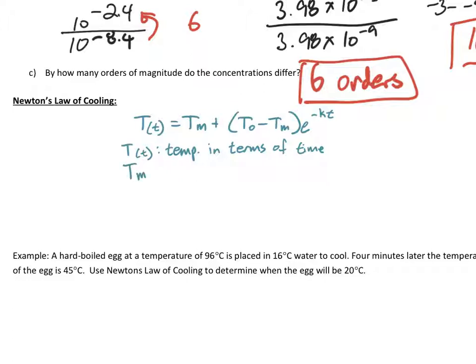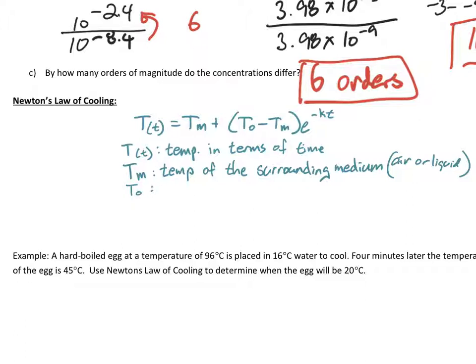Tm is the temperature of the surrounding medium. So what I mean by that is if you have something, it's absorbing the temperature of the stuff around it, right? So it could be the air around it or the liquid around it that is changing the temperature of the thing that we're talking about. T sub 0, hopefully you know that sub 0 always means initial, so initial temperature. We have the natural base. We have K, that's going to be some constant. And we have T, and that, of course, is time.